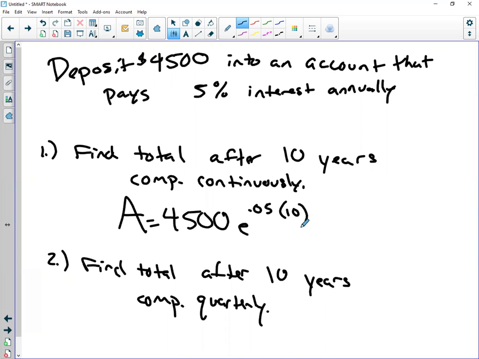Instead of typing it all into my calculator, because I've seen a lot of things happen over the course of the last couple of months where you guys trust your calculator a lot, you type something in and then parentheses or negatives or whatever don't work out. So just make sure that you're careful when you're doing these. So I would do this as e to the 0.05 times 10, I would hit enter on that number and then I would multiply that number by 4,500.